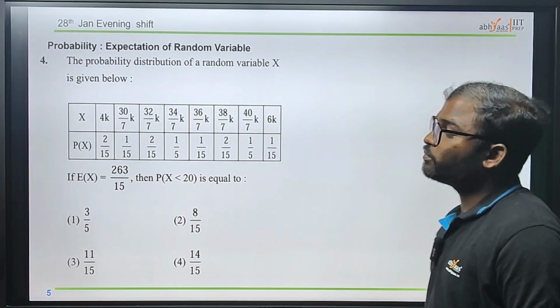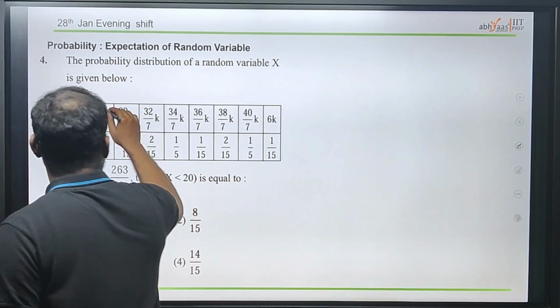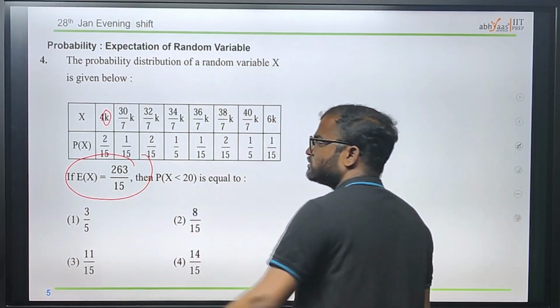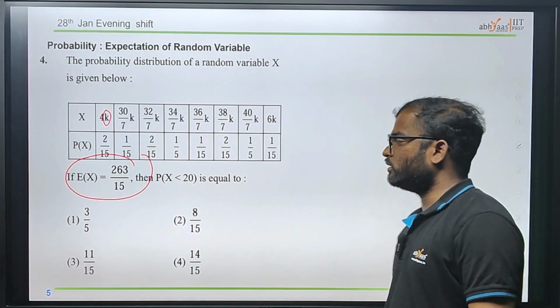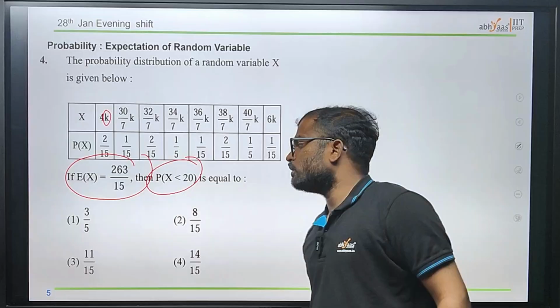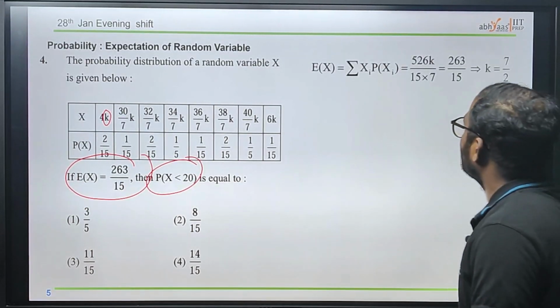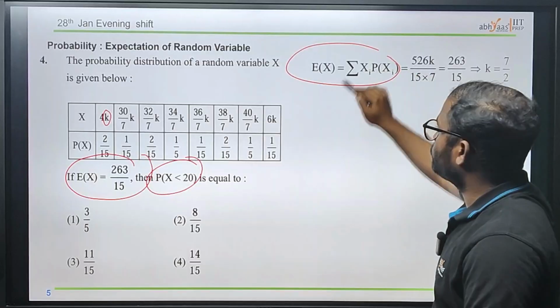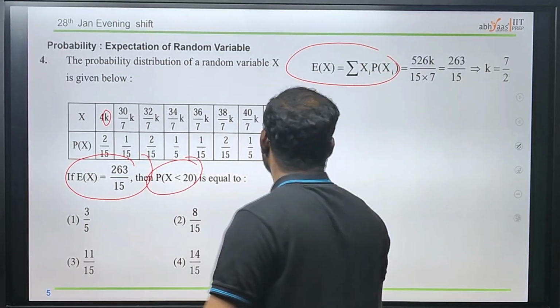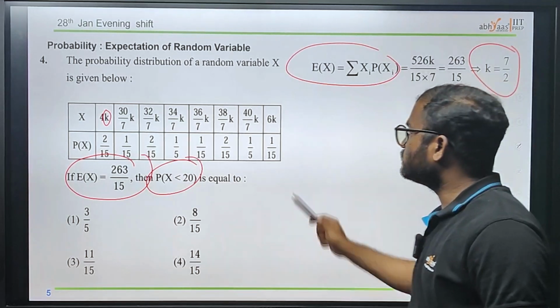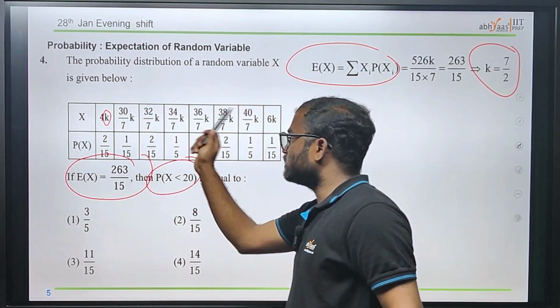Next question we have is on the basis of probability. If you see here, we have an unknown value k, and it is given that the expectation of x is 263 divided by 15, which is probability of x less than 20. This expectation of x is nothing but the mean of the continuous frequency distribution, which is grouped data. By using this we can easily find the k value, which means we can easily find the class.